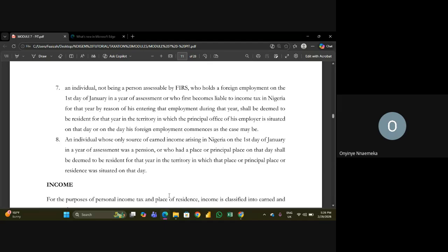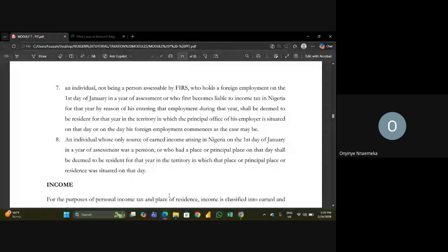So an individual whose only source of earned income arising in Nigeria on the 1st day of January in a year of assessment is pension, and who had a place or principal place of residence on that day, shall be deemed to be resident for that year in the territory in which that place or principal place of residence was situated on that day.